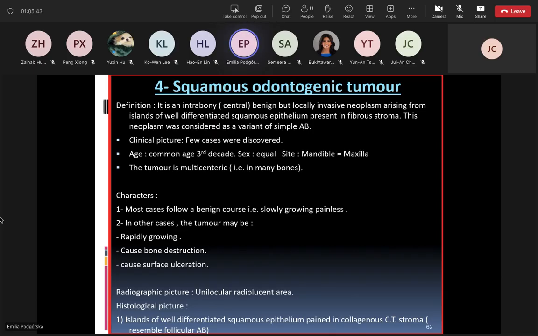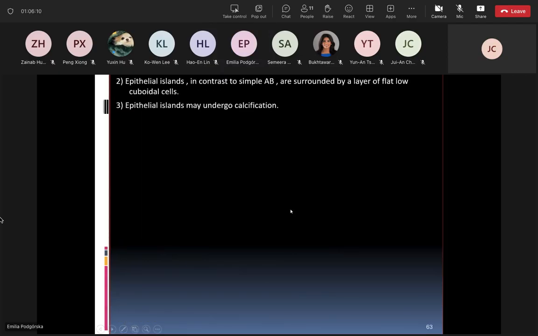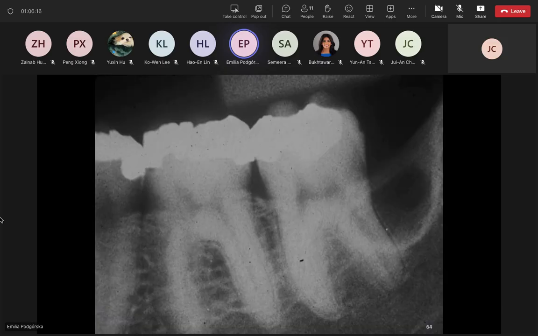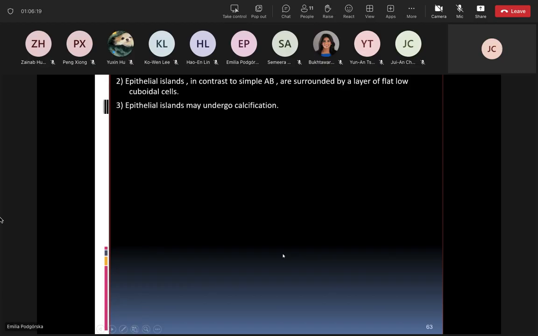Most cases follow a benign course, for example, slowly growing and painless. In other cases, the tumor may be rapidly growing, cause bone destruction, and cause surface alterations. Radiographic picture: unilocular radiolucent area. Islands of well-differentiated squamous epithelium are found in collagenous stroma, resembling follicular AB. In contrast to simple AB, they are surrounded by a layer of flat low-growing cells. Epithelial islands may undergo calcification.